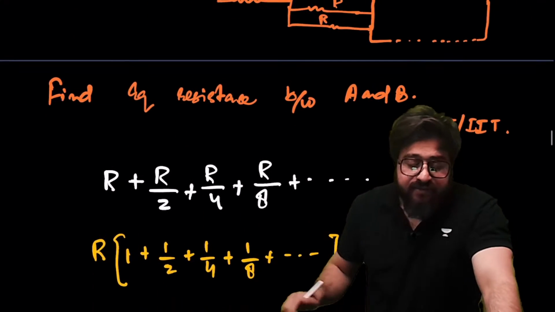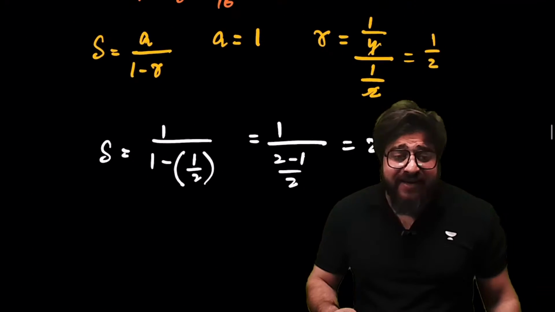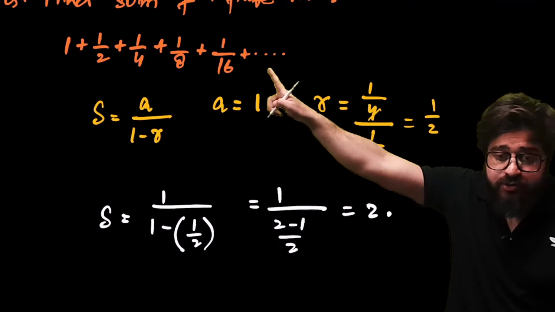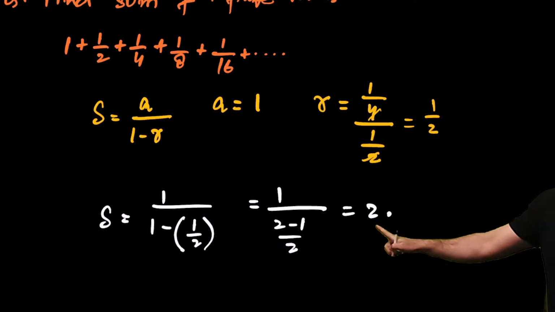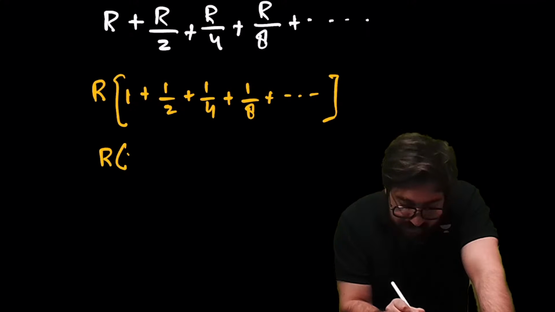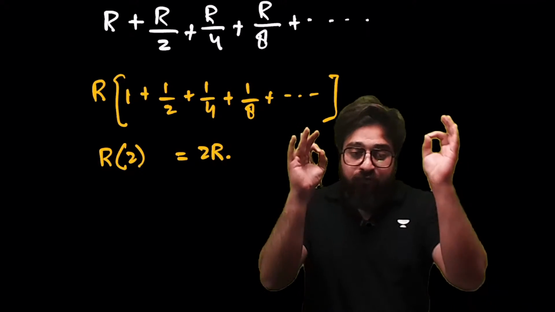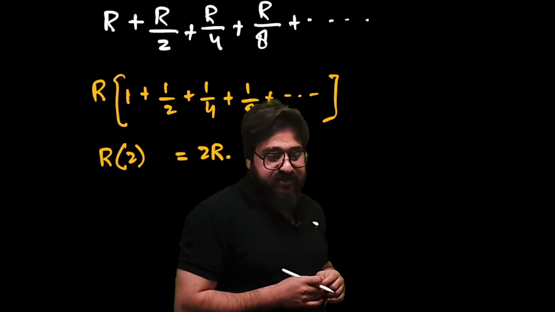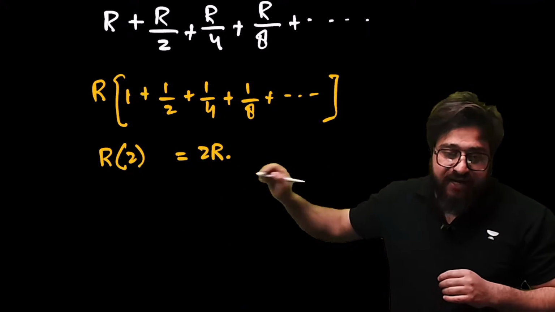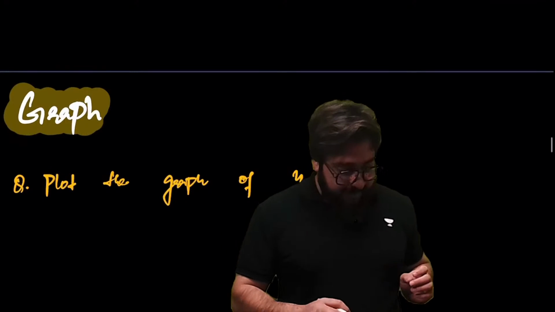Don't you think this is a geometric progression? And it is exactly similar to this one, and we already calculated its sum, that is 2. So I can write this is R multiplied by 2, that is 2R. So the equivalent resistance of all of these combinations is 2R. Is this clear to each and everyone?